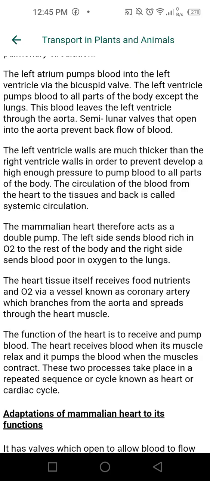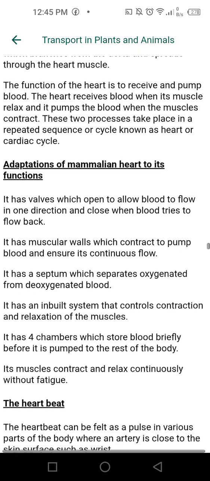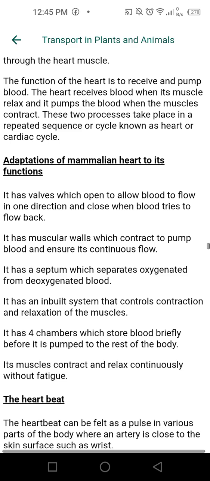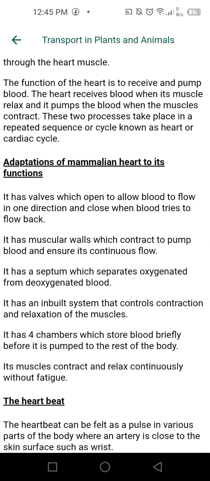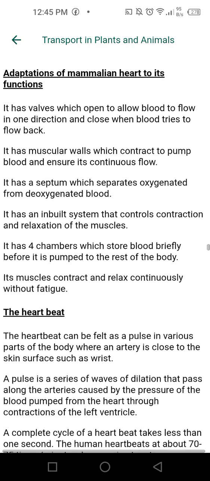Adaptations of the mammalian heart to its functions. It has valves which open to allow blood to flow in one direction and close when blood tries to flow back. It has muscular walls which contract to pump blood and ensure its continuous flow. It has a septum which separates oxygenated from deoxygenated blood. It has an inbuilt system that controls contraction and relaxation of the muscles. It has four chambers which store blood briefly before it is pumped to the rest of the body. Its muscles contract and relax continuously without fatigue.